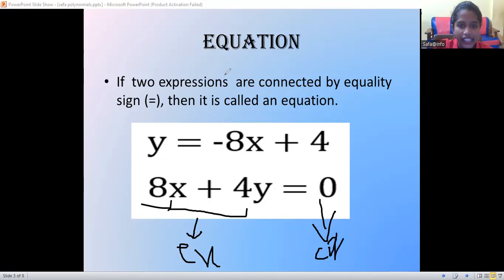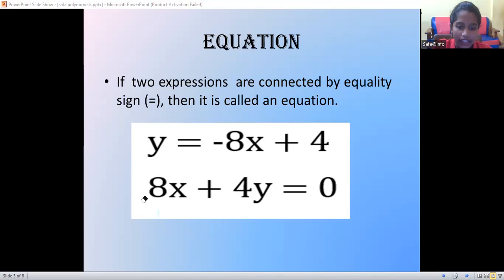I'll tell you in detail what is meant by expression and what is meant by equation. Expression means it doesn't have an equal symbol. For example, we can take 5y plus 8x. In that, it doesn't have an equal symbol, so it is called an expression.